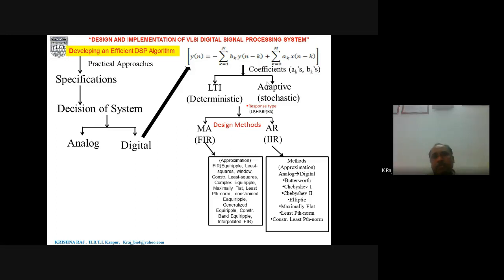For example, we have gone through the different approximations or algorithms for the designing of the FIR filter, like the windowing method using the different types of windows, and in the case of the IIR, we have adopted the concept of designing the filter in the analog domain, then converted it into the digital domain, and for that purpose we used the Butterworth, Chebyshev 1, Chebyshev 2, and elliptic. These are the methods which we have discussed in the previous semester.